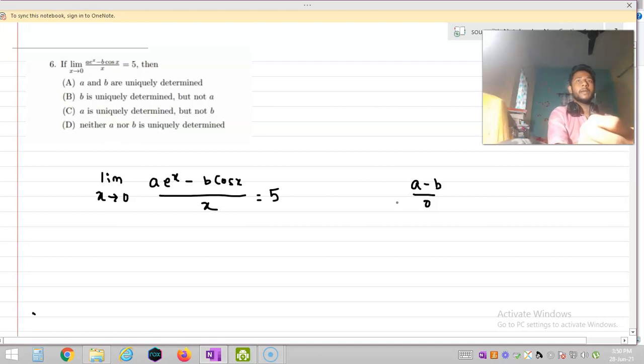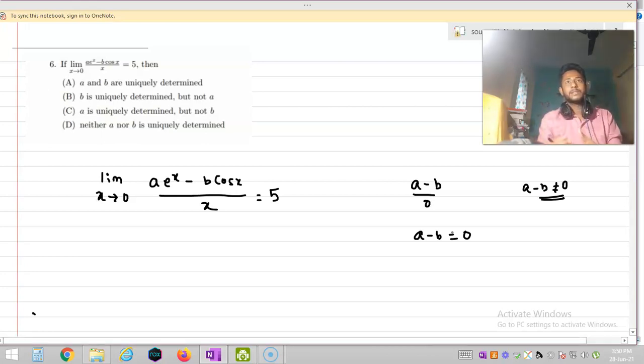Now as a and b are two real numbers, a minus b cannot be plus infinite or minus infinite. So a and b must be finite. If a minus b is not equal to 0, then the limit becomes infinite. As the value of this limit is finite, I can say that a minus b must be equal to 0. So this is our equation number 1.